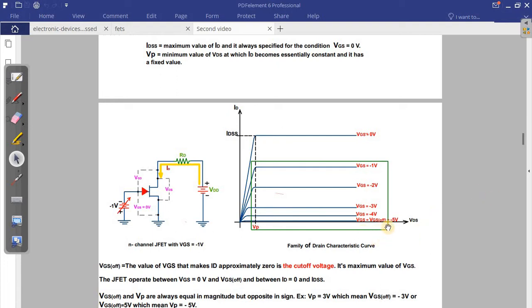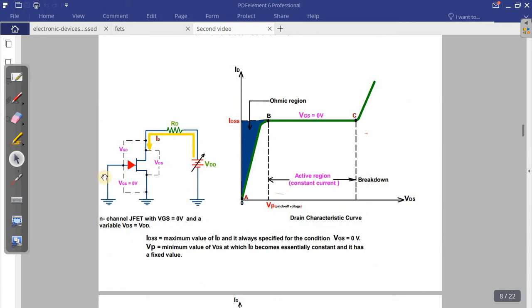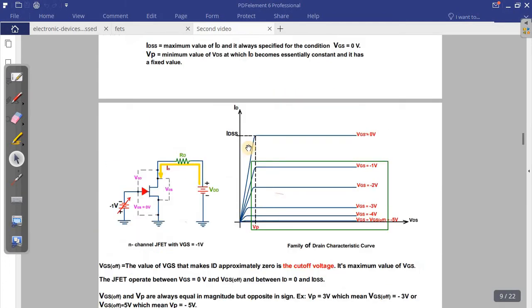So the JFET operates, on the drain current side, between ID equal to 0 and IDSS, and on the VDS voltage axis, from 0 to VDS off. When we reach VDS off, which is the maximum value of VDS that the JFET requires, ID will be equal to 0. That's why this is a family of drain characteristic curves, because this side represents only when VDS is equal to 0, but we have cases where we have a voltage on this side. So we're going to see step by step how the current is reducing along the drain characteristic curve.